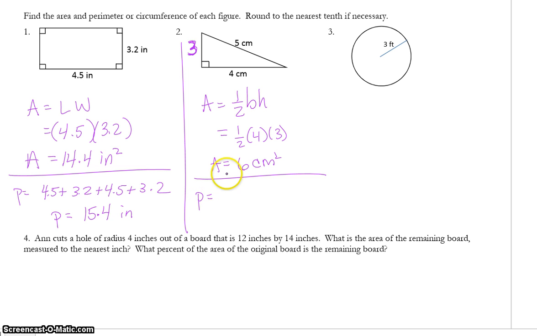Perimeter, add up all the sides, 3 plus 4 plus 5, so you get 12 centimeters.